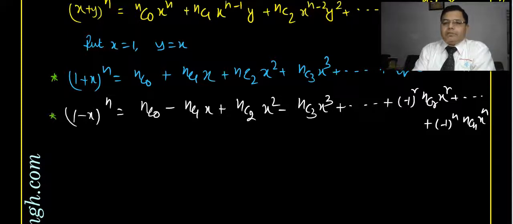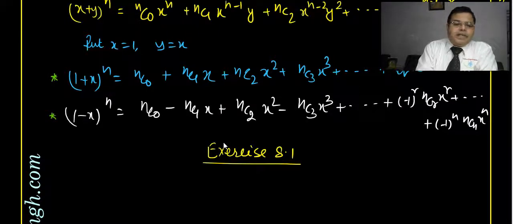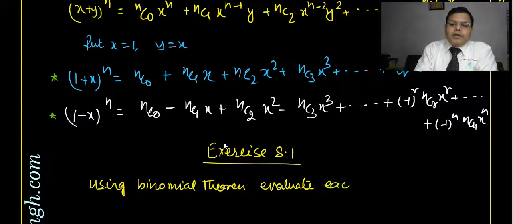And now let us solve some questions on the basis of this, how to deal with this, what is the application of all this. As we discussed questions 1 to 5 in the last lecture, now here is question 6. It is written: using binomial theorem, evaluate each of the following, that you have to calculate here.